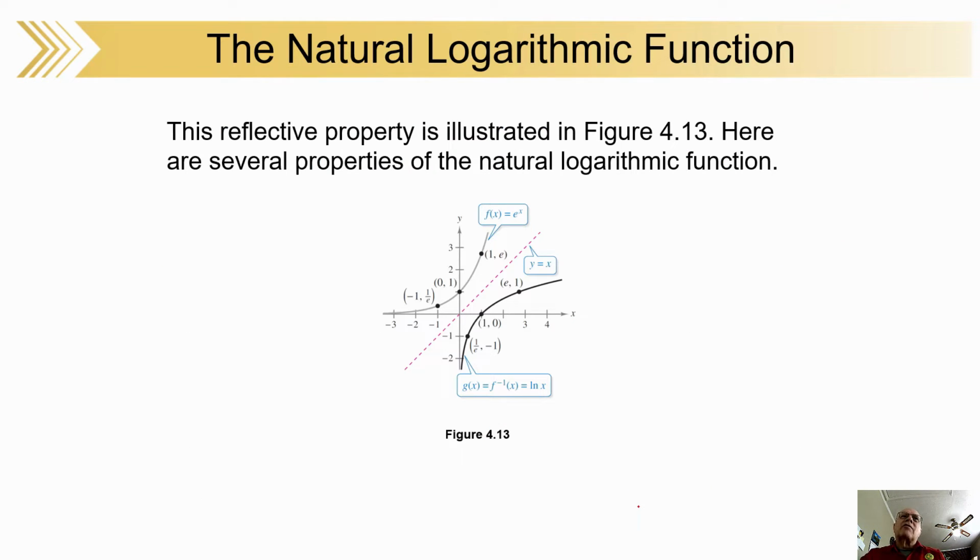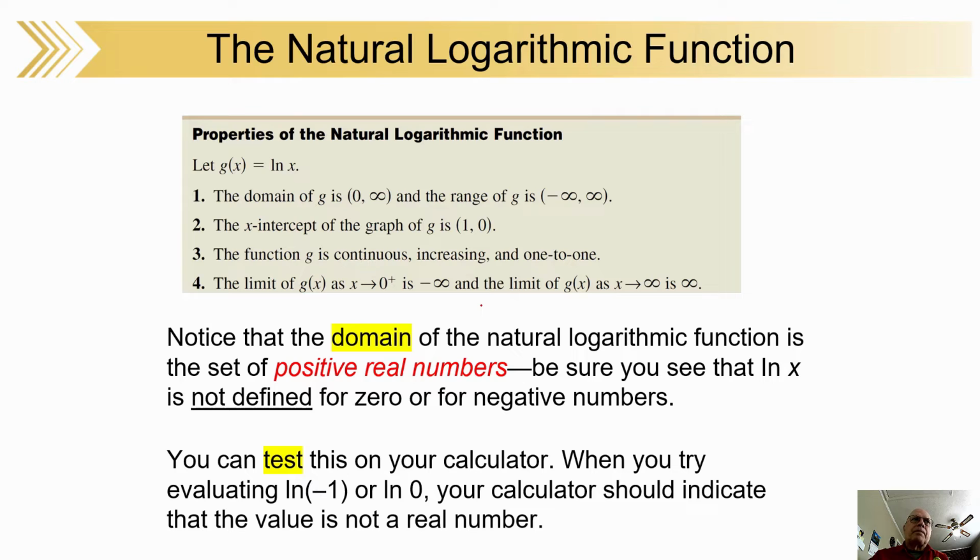Here's an example of that reflective property. In the last slide, if you noticed, it said that the graphs of the inverse functions are reflections of each other around y equals x. You got this line. If you take one of these graphs and fold it over y equals x, you get the second graph. Or if you start with this graph, fold it around y equals x, you get the other graph. That's what it means. Got some properties of natural logarithmic functions.